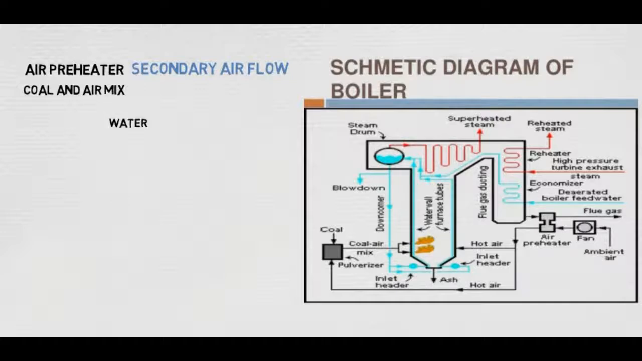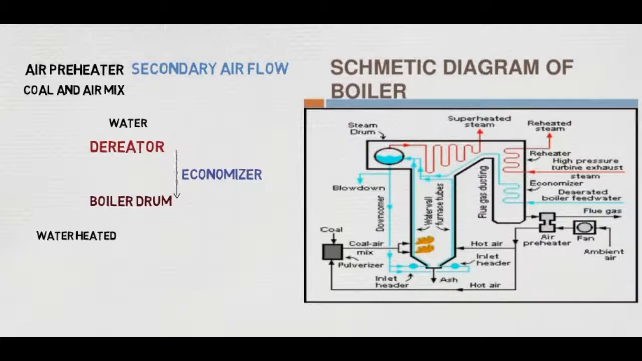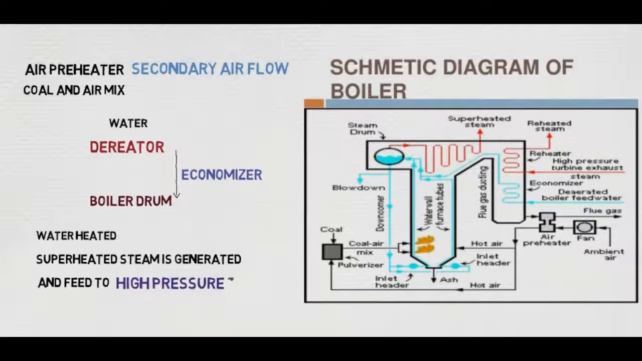The water comes from the deaerator to the boiler drum. It comes via the economizer. When water passes through this economizer, it is preheated by the flue gas and then fed to the drum. Then the water is heated in the furnace tube and superheated steam is generated. This steam is used to run the turbine and it is fed to the HPT, that is the high pressure turbine.